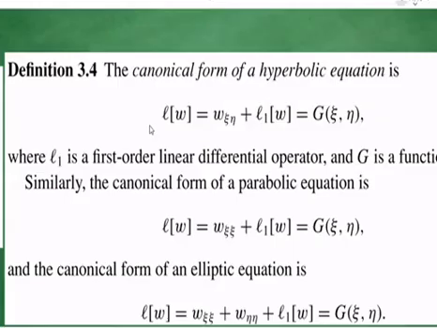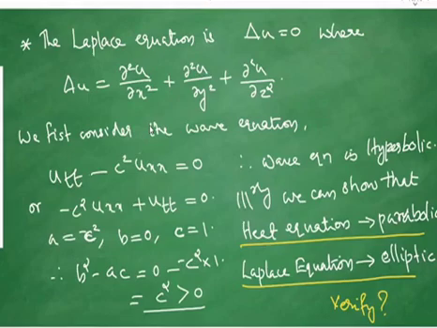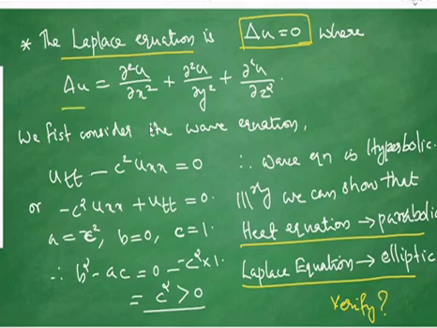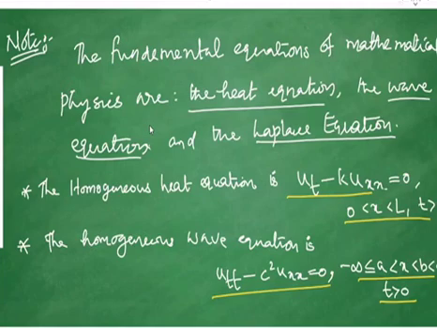The third fundamental equation of mathematical physics is the Laplace equation, and it is given by delta u equal to 0, where delta u is dou square u by dou x square plus dou square u by dou y square plus dou square u by dou z square. This is equal to 0. Now you may check that these equations are all second order equations, and we can classify them as hyperbolic, elliptic or parabolic.